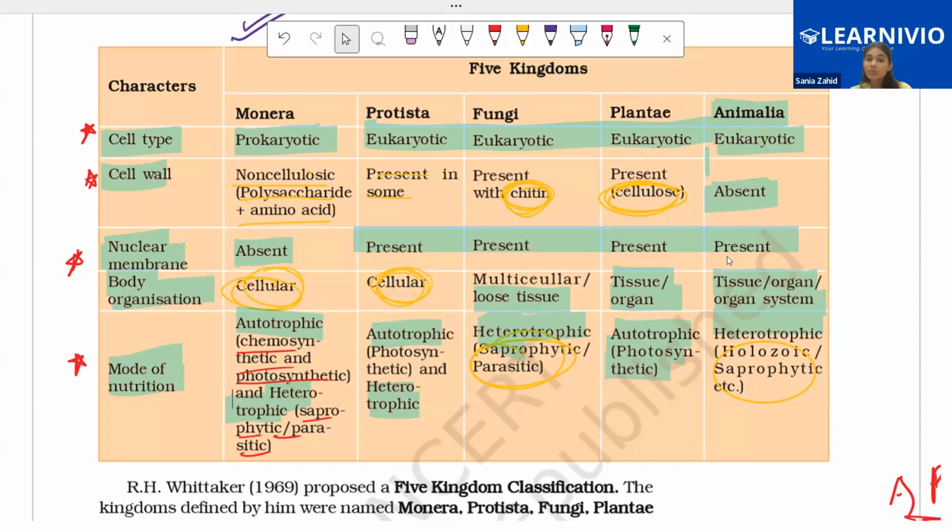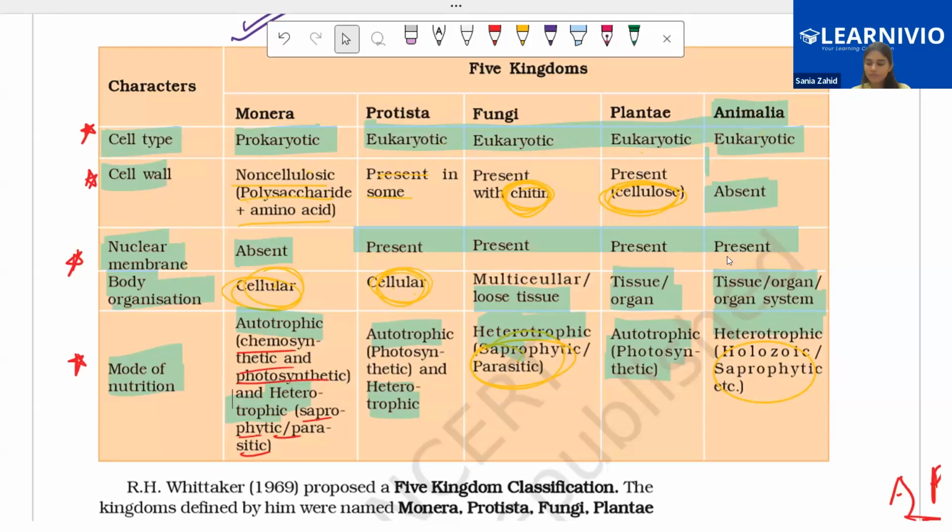All right. Then what are polysaccharides? Like we have carbohydrates. So carbohydrates are composed of polysaccharides. So polysaccharides and amino acids are basically the smaller units, the building blocks, of carbohydrates and protein. So remember this thing. Then Protista. Tell me about cell wall of others.